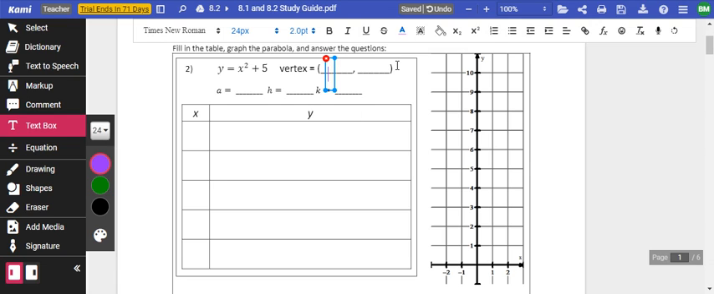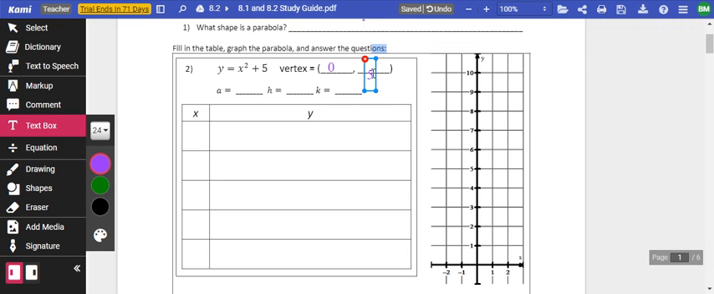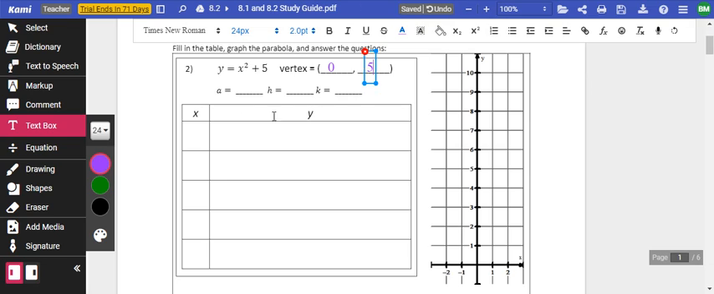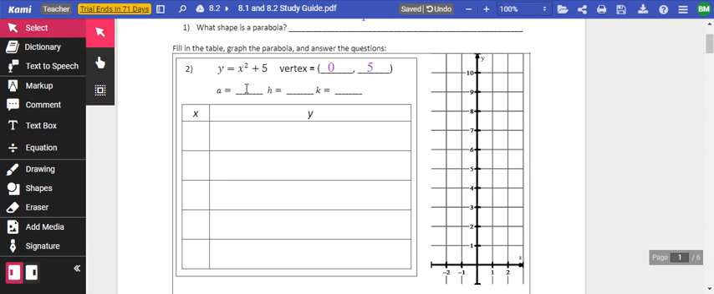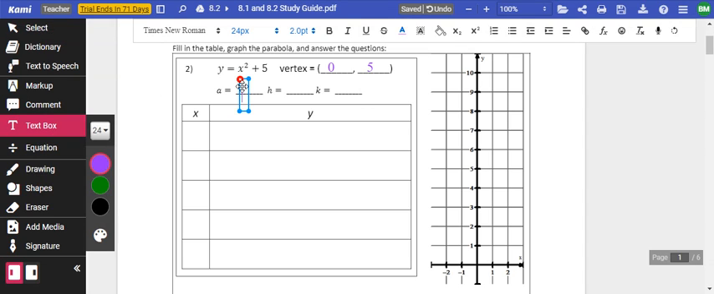So from this, I know that the vertex is going to be, there's nothing being added or subtracted in parentheses, so that's 0. But I am also going up 5. So we've got that. My A value is 1. My H value is 0. My K value is 5.